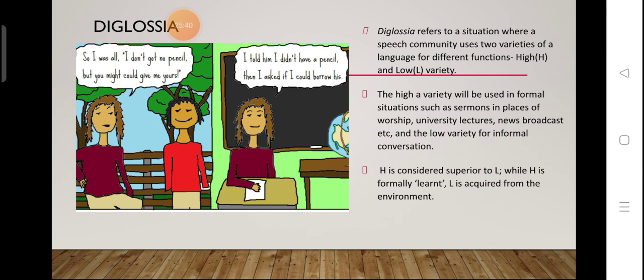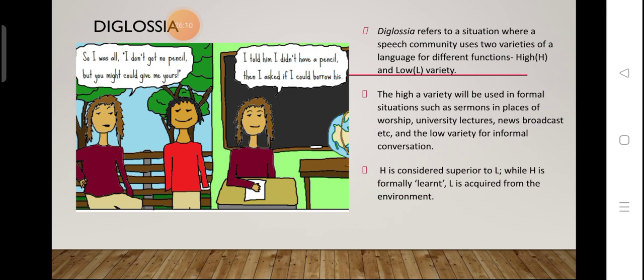When you are at your workplace, when you are talking to people at your workplace, you use this high variety of Malayalam or high variety of English. But when you are talking to your friends, talking to your family, you use this low variety. So diglossia is that situation. Remember, diglossia is that situation where a speech community uses two varieties of a language for two different functions, a low variety and a high variety.